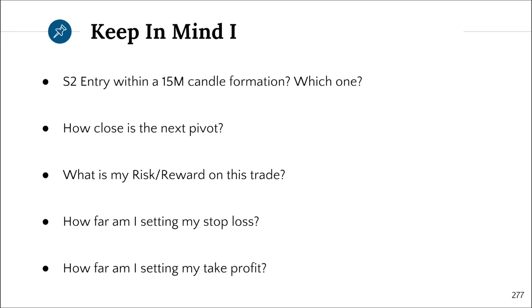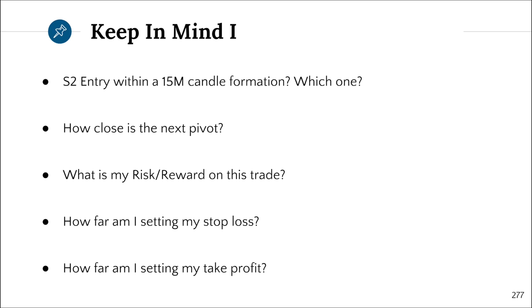Before you enter a trade, you want to always keep in mind, am I entering off a 15-minute candle formation? If so, which one is it? Is it a shift candle? Is it a railroad? Is it a Rocky? Be aware of that. Also be very aware of how close you are to the next pivot. That's going to determine the risk reward. That's going to determine the stop loss and the take profit.